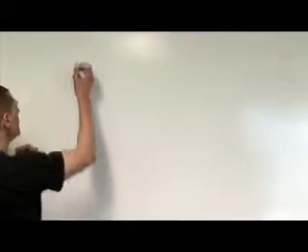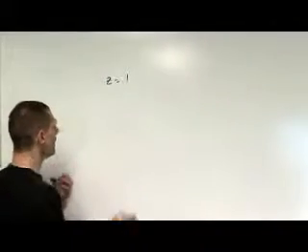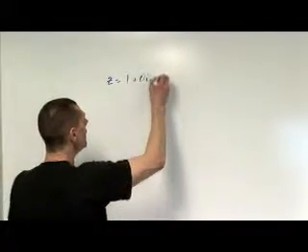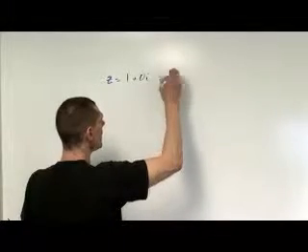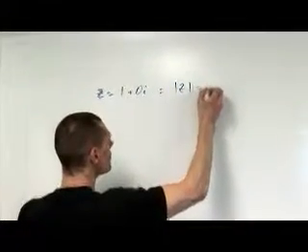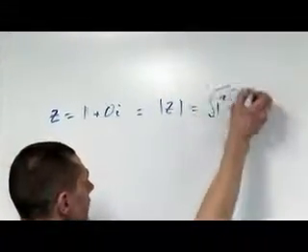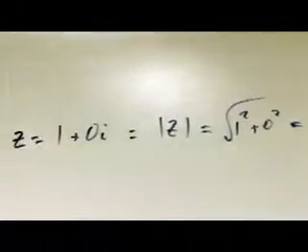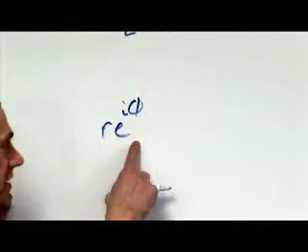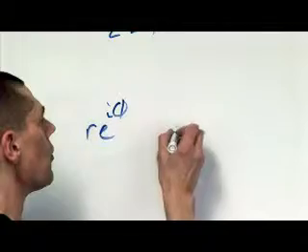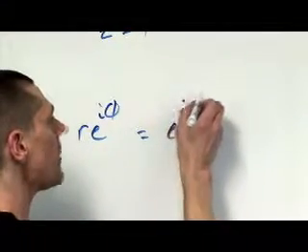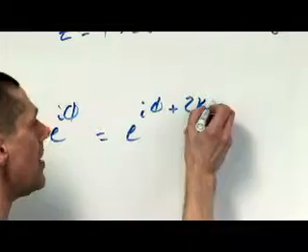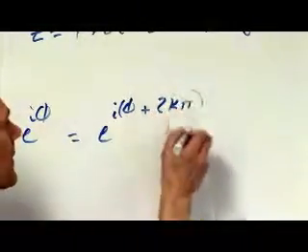So if z is equal to 1, this is really 1 plus 0i. This is then the norm of z, which is equal to the square root of 1 squared plus 0 squared, which is 1, which is equal to r. The whole point is that I want to write this as r e to the i theta. r is just 1, so I get to use e to the i theta. But we can write this as e to the i (theta plus 2k pi), right? So this is z equal to 1.